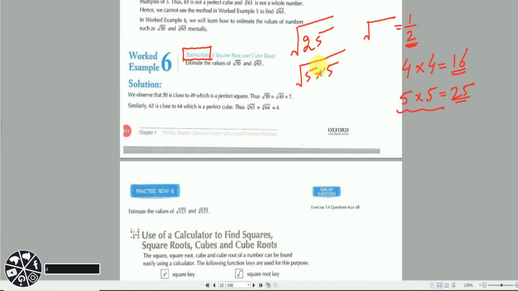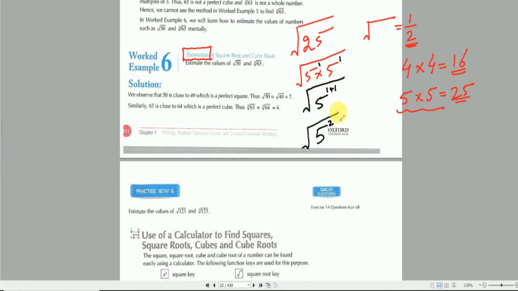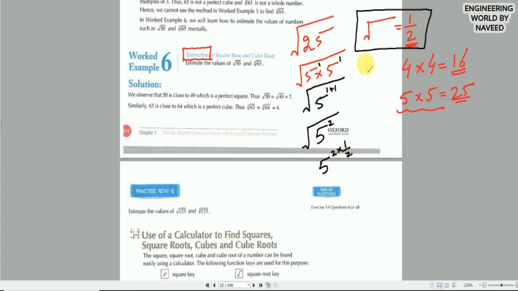As we know that in multiplication the power should be added. The power of this 5 is 1, the power of this 5 is also equal to 1. So instead of writing 5 times 5, I will write 5 to the power 1 and this power, और square root अपनी जगह पे आ जाएगा. So this will be equal to 5 square root. As we know that the value of square root is equal to 1 divided by 2, instead of the square root symbol, I will write its number, that is 1 divided by 2. Instead of symbol, I wrote 1 divided by 2.